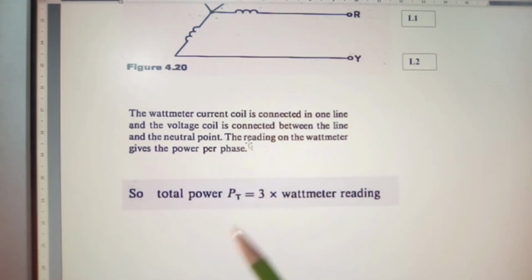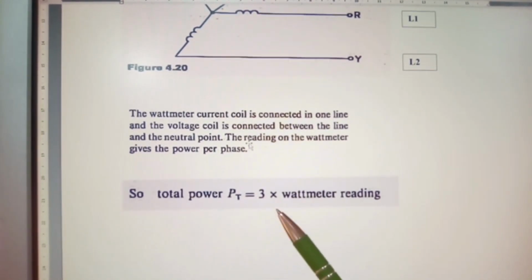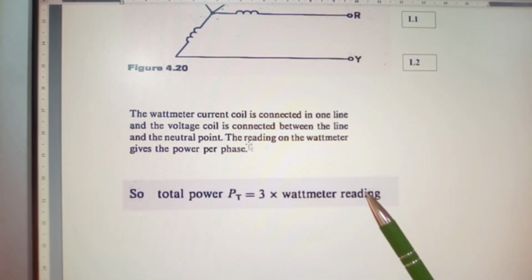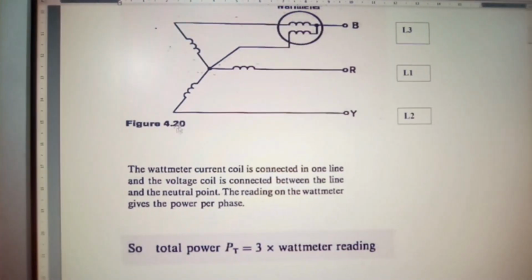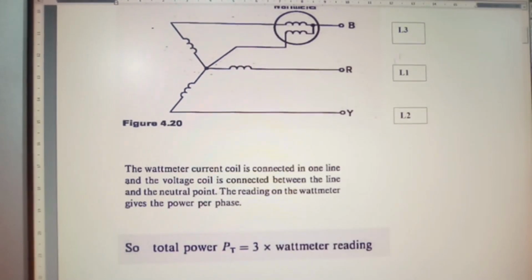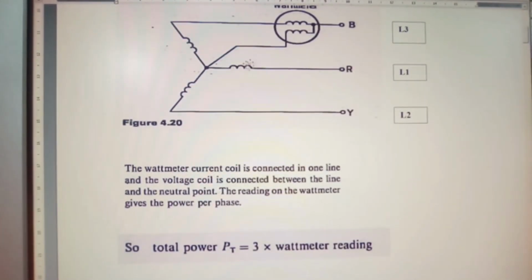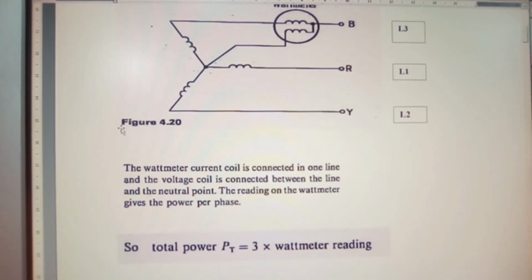So total power PT equals 3 times watt meter reading. And because you're looking at a three-phase system here, in regards to line 1, line 2, line 3, it is only showing you the power in one phase at this point in time, not all 3 phases.